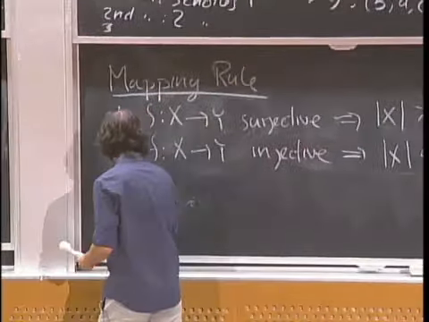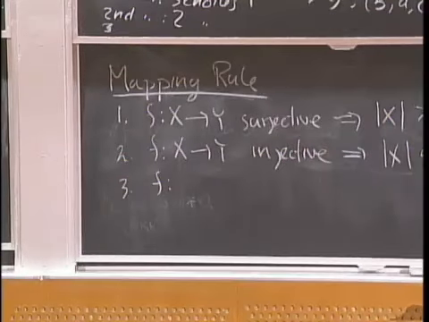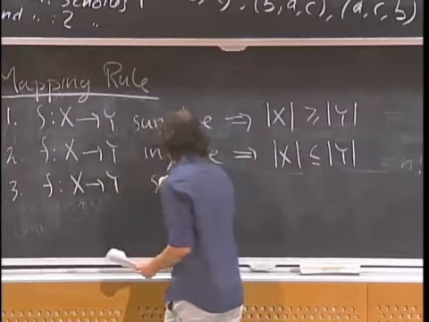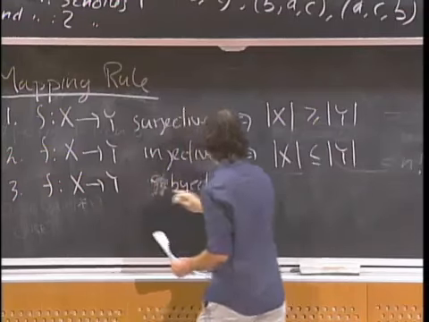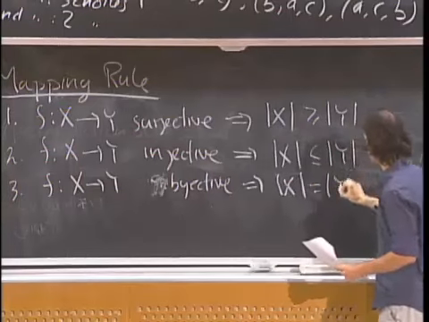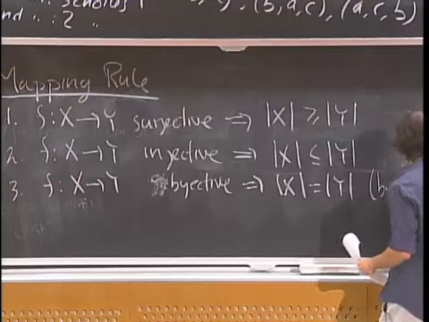Okay, for a bijective function, we have that both these properties hold, and we will have an equality over here. So if this one is bijective, we have that the cardinalities are equal to one another. And this is also called the bijection rule.